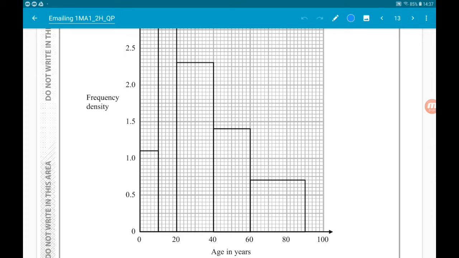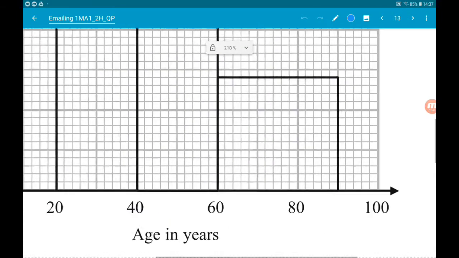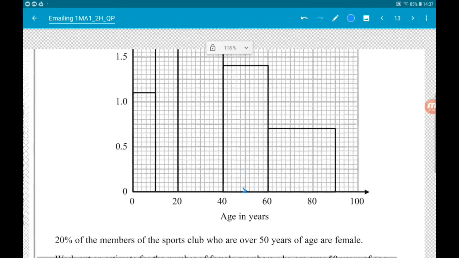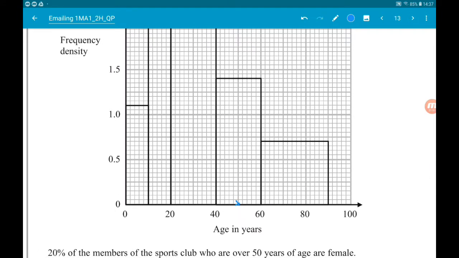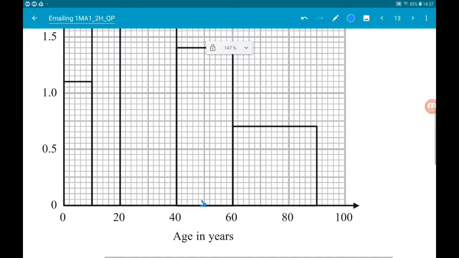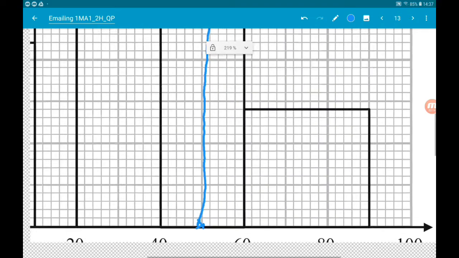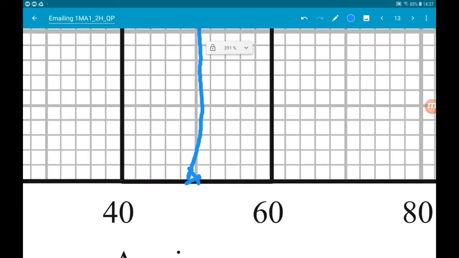So let's find 50 along the bottom. It's going to be there, slap bang in the middle of 40 and 60. So we want the area of the bars to the right of that blue cross. Probably not going to go very well, but let's try drawing a line. Okay, so the width here is 10.